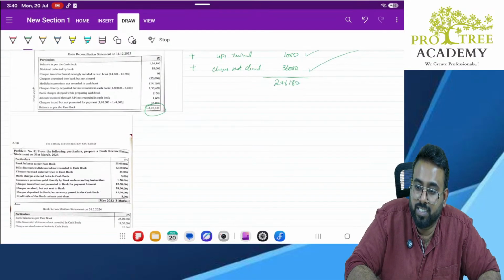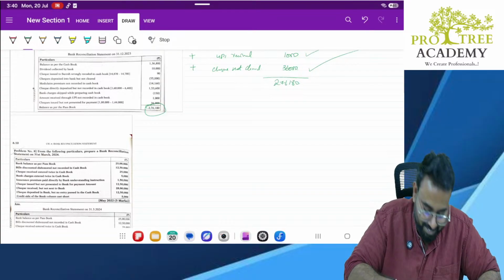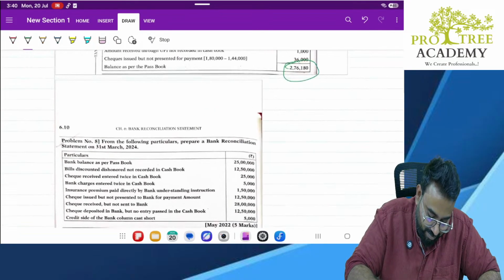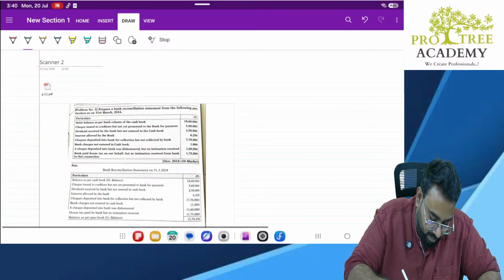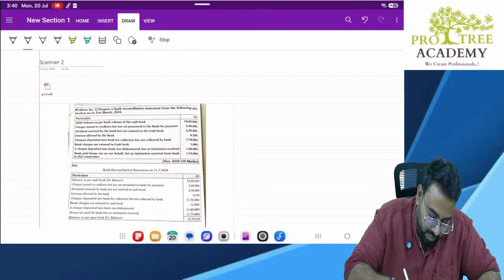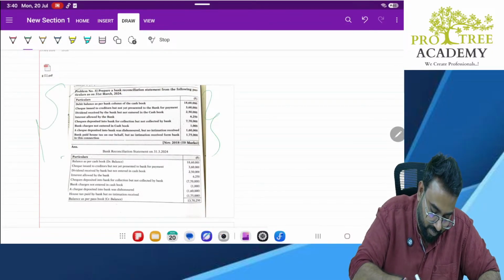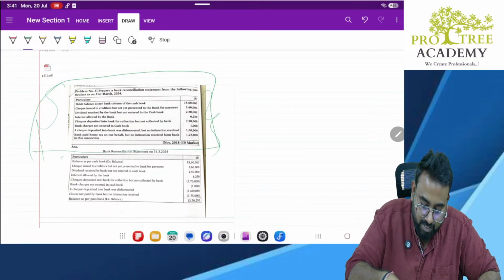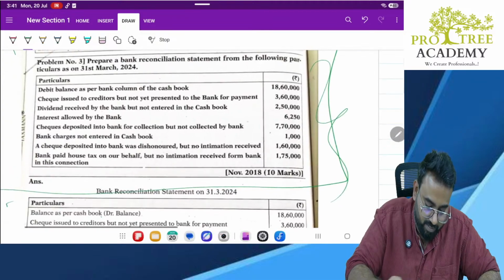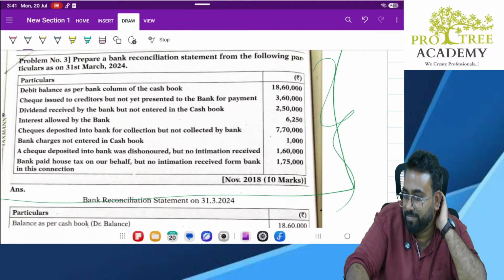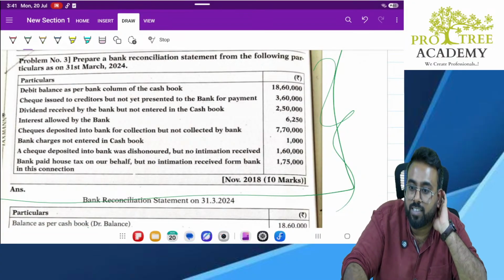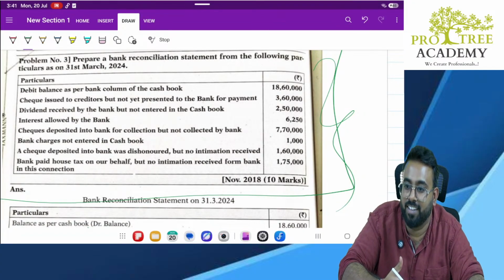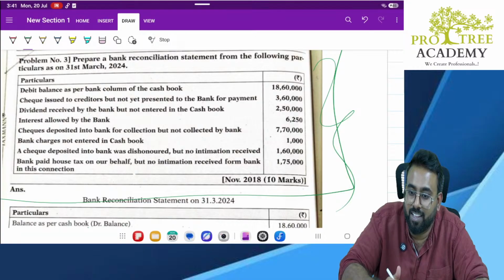What is his doubt? Still not cleared. What is happening, sir? Sir, November 2018, 10 marks. Prepare it. Over. Now only, sir. We still have time, sir. It is 3:40. ಇನ್ಯಾವಾಗ ಮಾಡ್ತೀರಾ? ಮಾಡಿ.